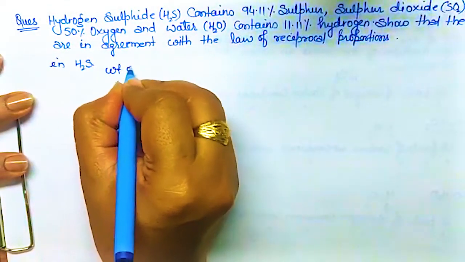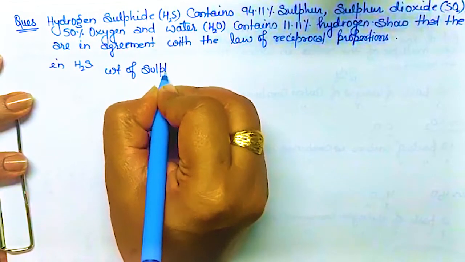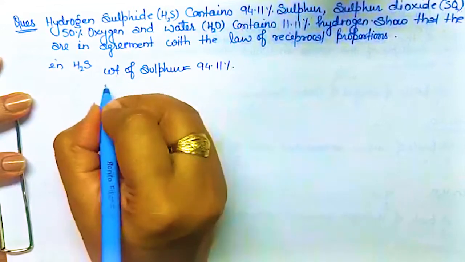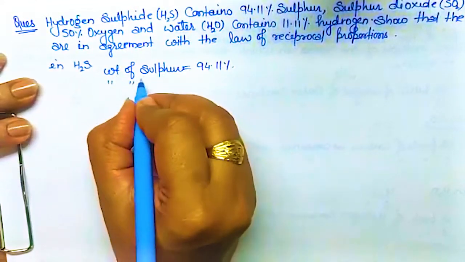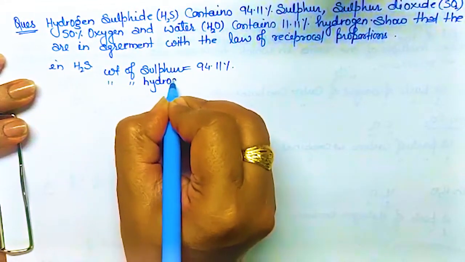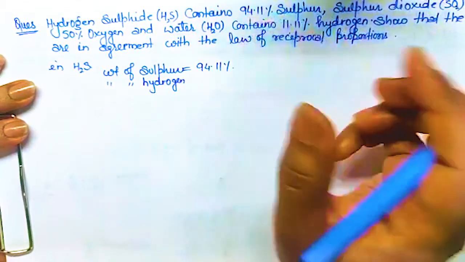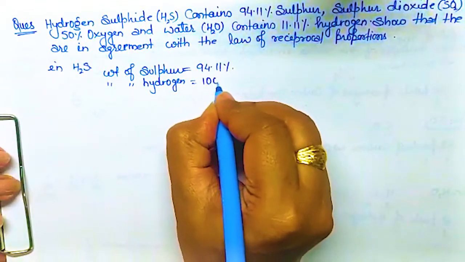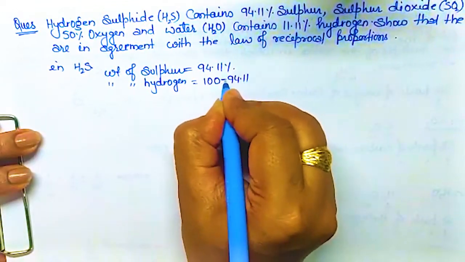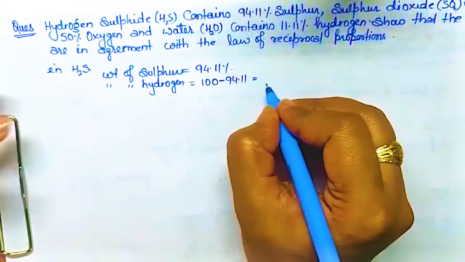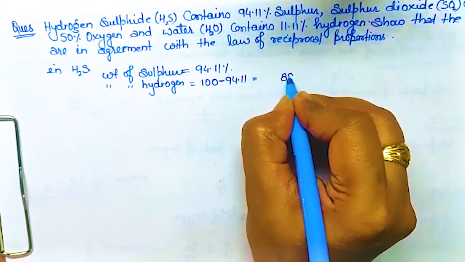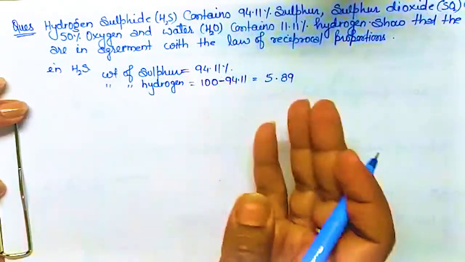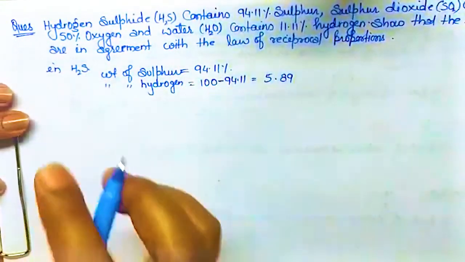The weight of sulfur is 94.11%. So the weight of hydrogen will be, we know that it is in percentage, so the whole amount is 100%. So 100 minus 94.11 you can do, isn't it? So it will be 5.89. You can say part or gram, whatever you want. Done.